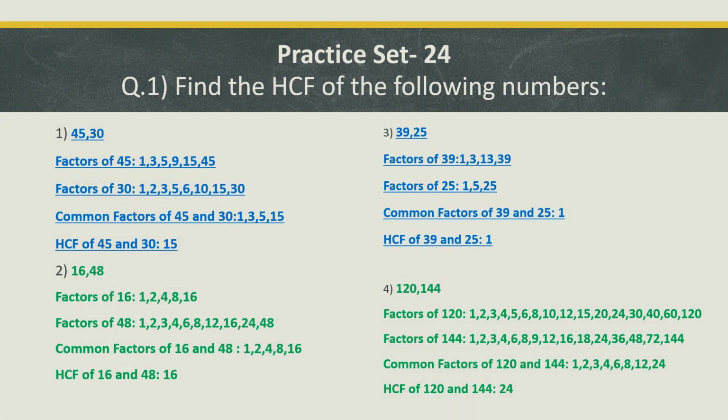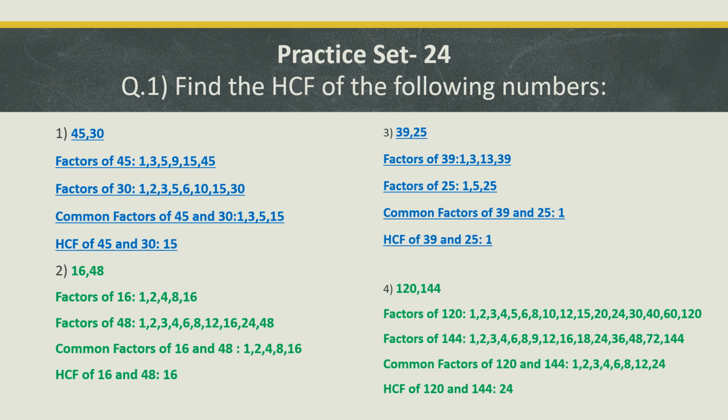Now again, practice set 24. A set of questions are there again to practice. We know now how to find factors, how to find common factors. Just the thing is, finding HCF, the biggest number in the common factor is the HCF. So here for the first question, 45 and 30, I'll find the factors of 45 and then the factors of 30.